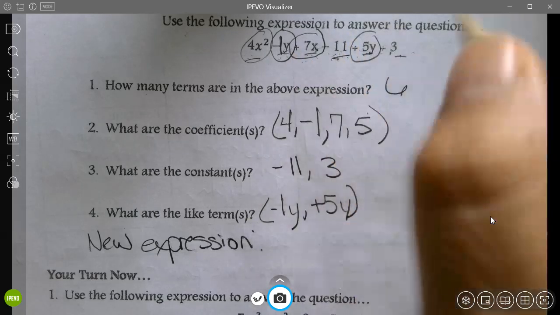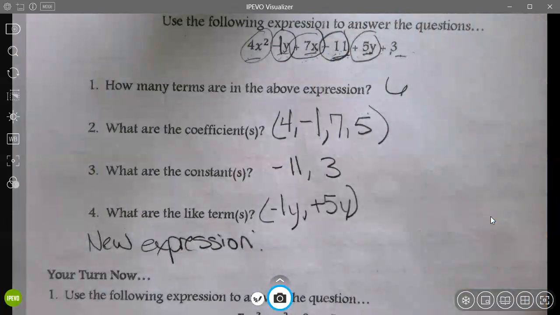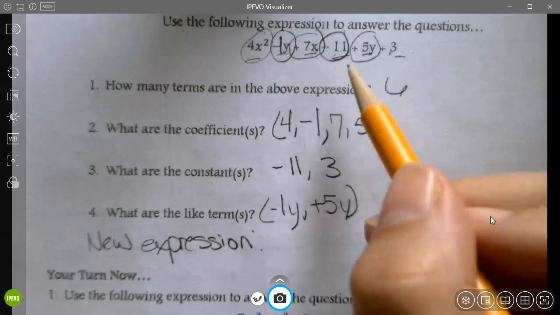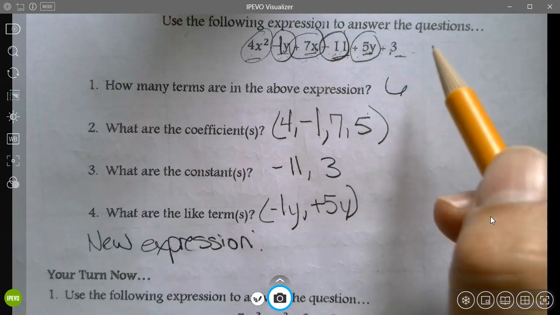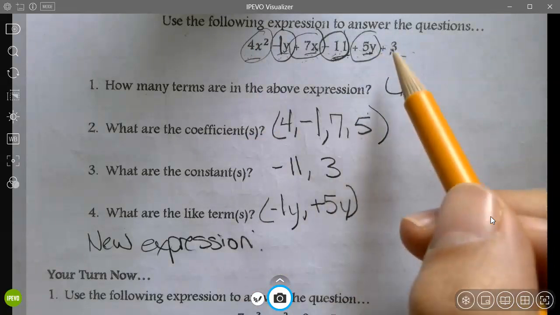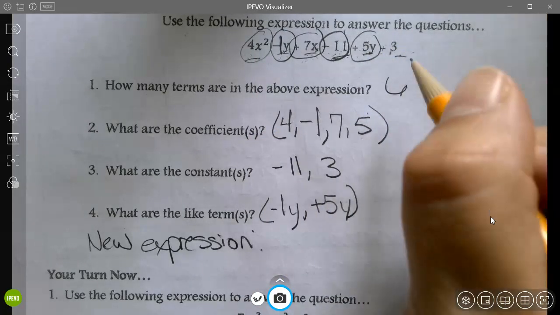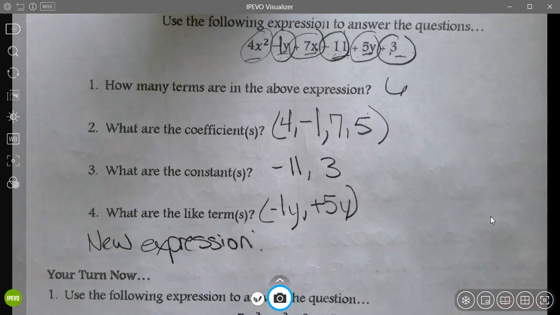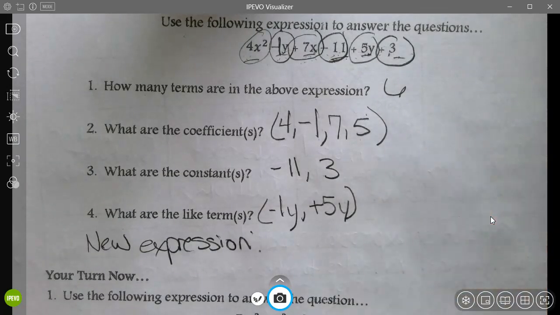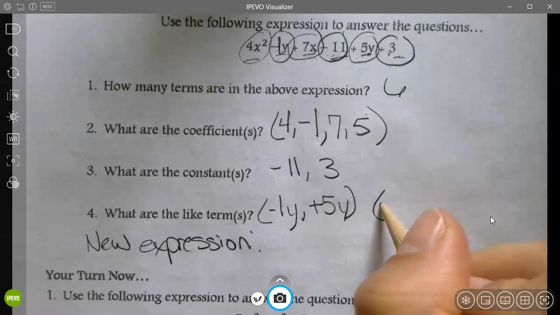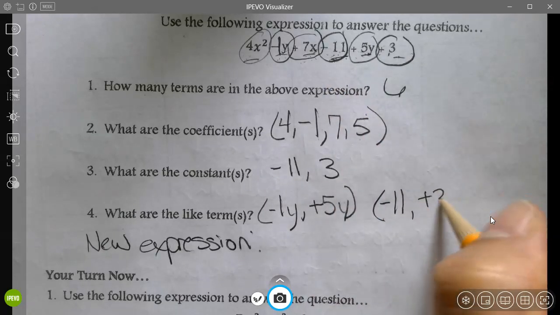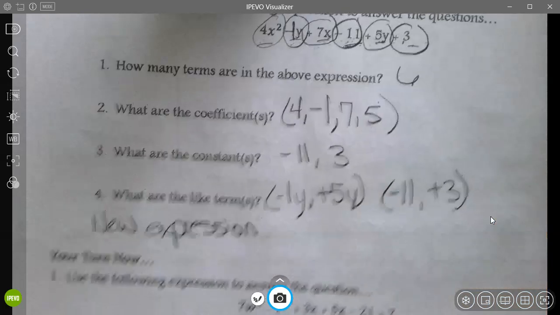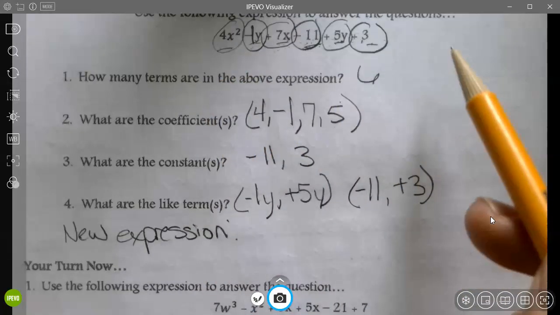I'm going to go to my next one, -11. -11 does not have a variable. So it's a constant. Is there another term that does not have a variable? My +3. So down here, I'm going to say minus, because there's a minus in front of it, 11, and my +3, they are like terms. And now I've used all of them.